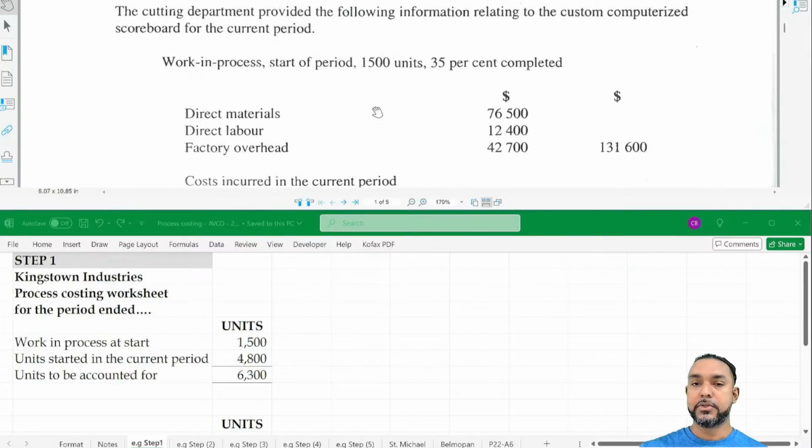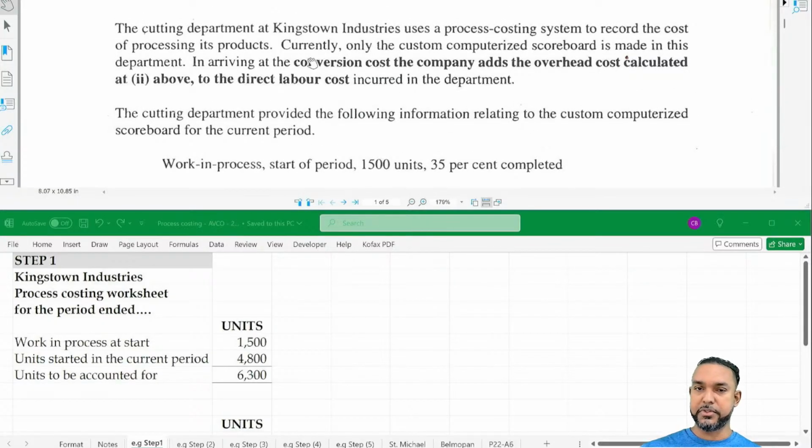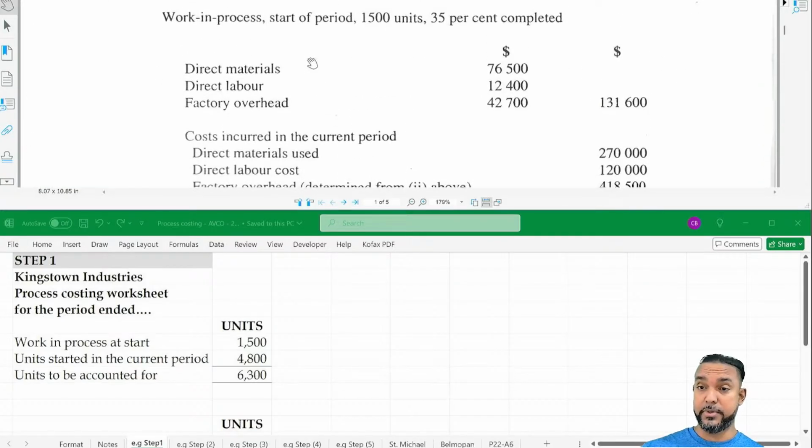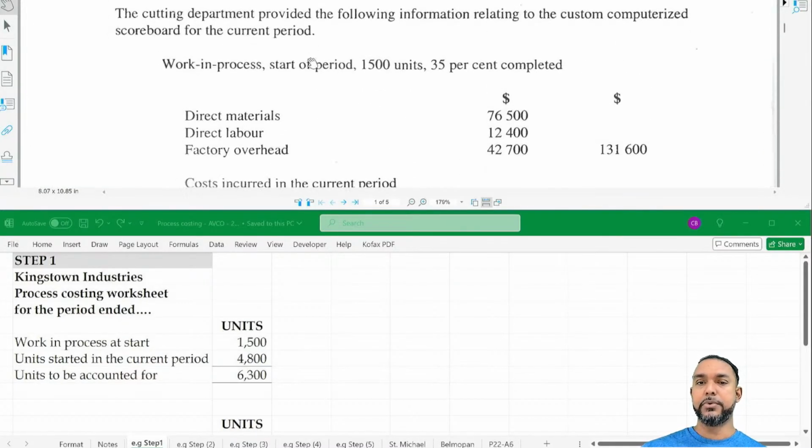All right, so the question we did last week was Kingstown. I think it was 2006. Yeah, it was an old question, 2006. Almost 20 years old, boy. Right. So the cutting department provided the following information related to the custom computerized scoreboard for the current period.